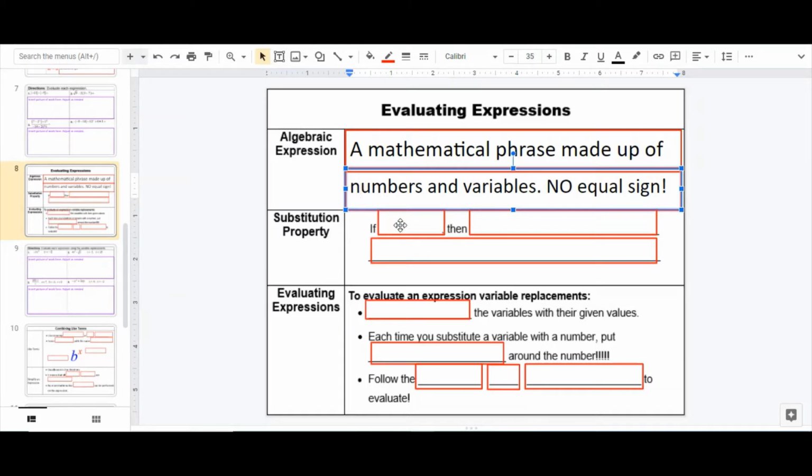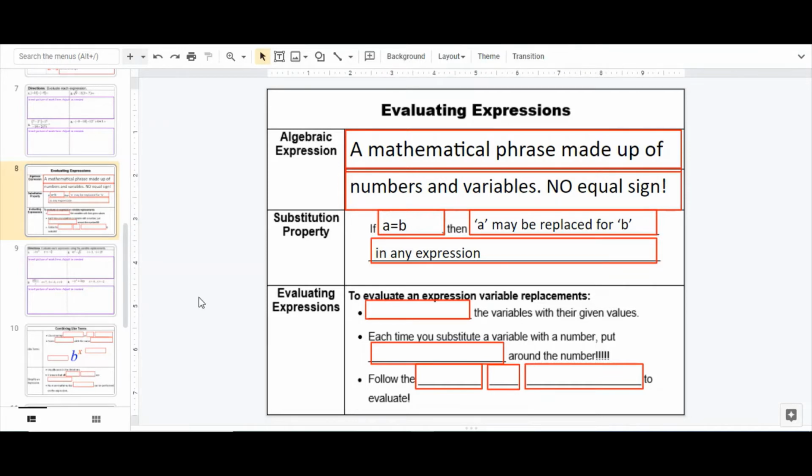The substitution property. If A equals B, then A may be replaced for B in any expression. So if I see that I have x equals 2 as an example, if I see an x, I know that I can replace it with a 2.